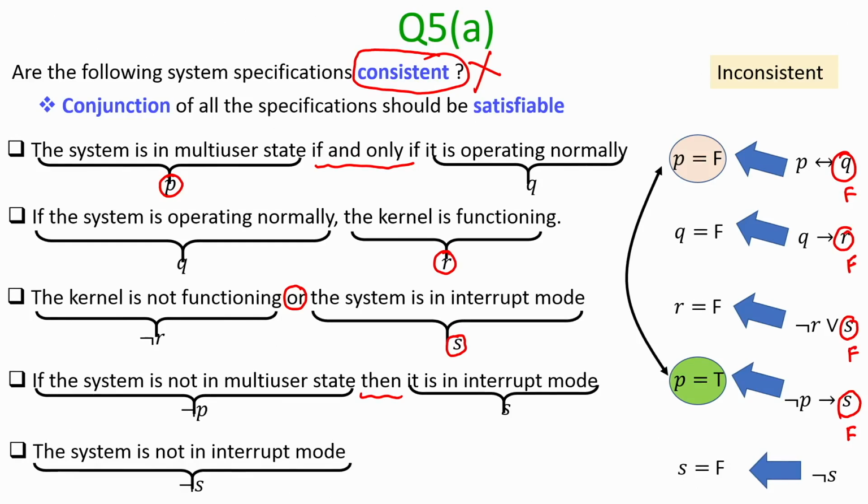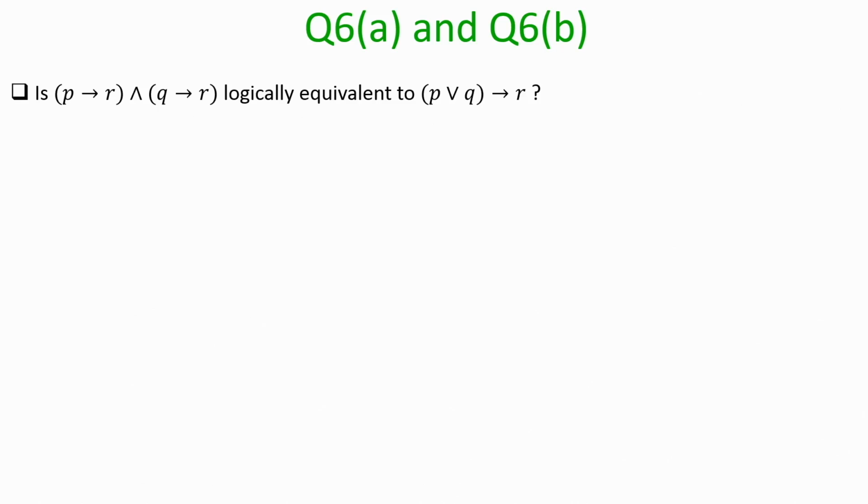You are given a set of statements about a system, namely a set of specifications. You have to convert those specifications into compound propositions, and then you have to check whether the conjunction of those compound propositions is satisfiable or not. Okay. Now, let us go to question 6. We will discuss part A and part B of question 6.